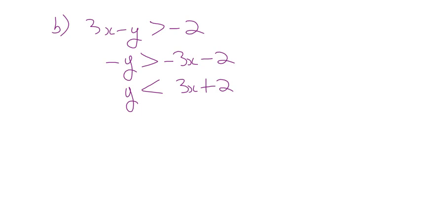We then graph this using slope and intercept, right? So it's in slope intercept form. So we got a 2, we got a 3x, which says go up 3 over 1, or go down 3, left 1. And it should be a dashed line, right? Because this is strictly less than.